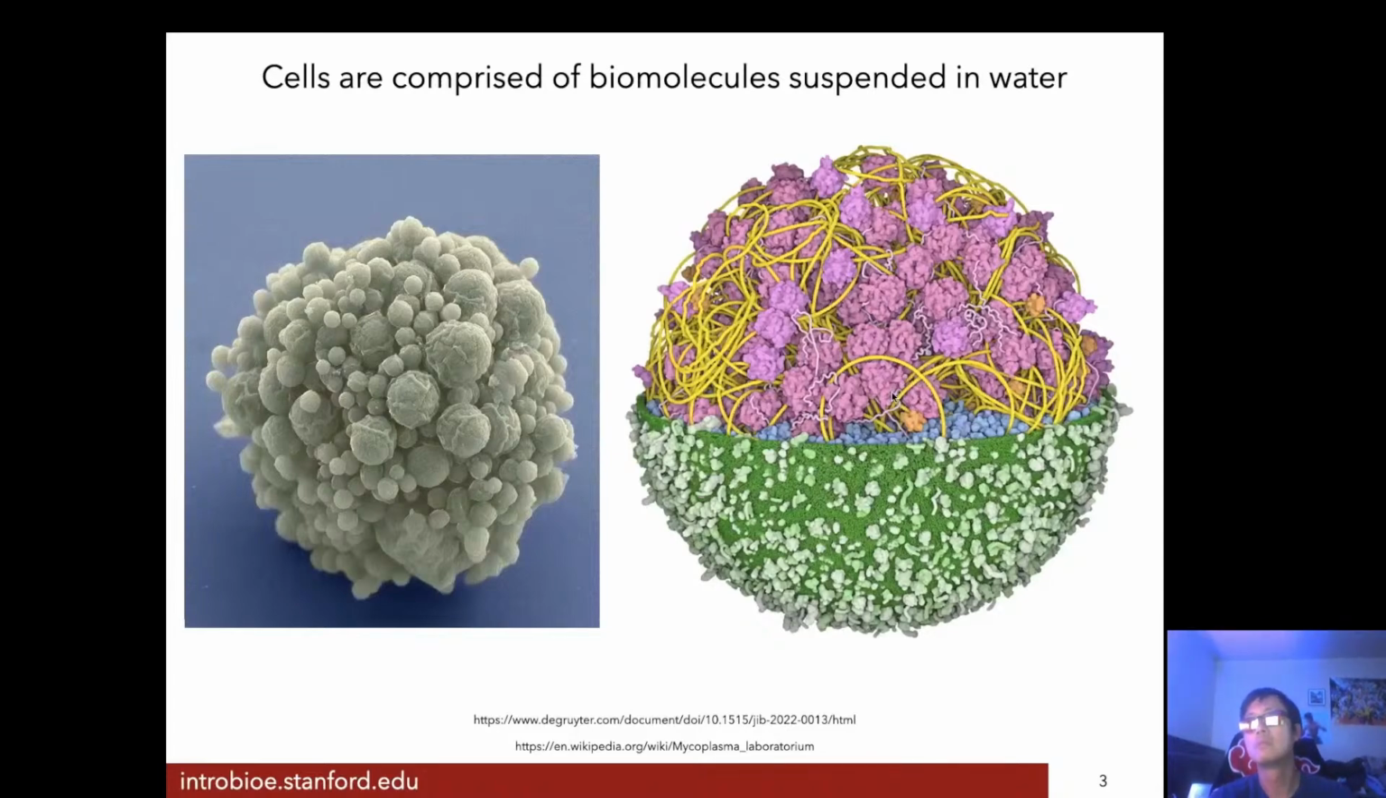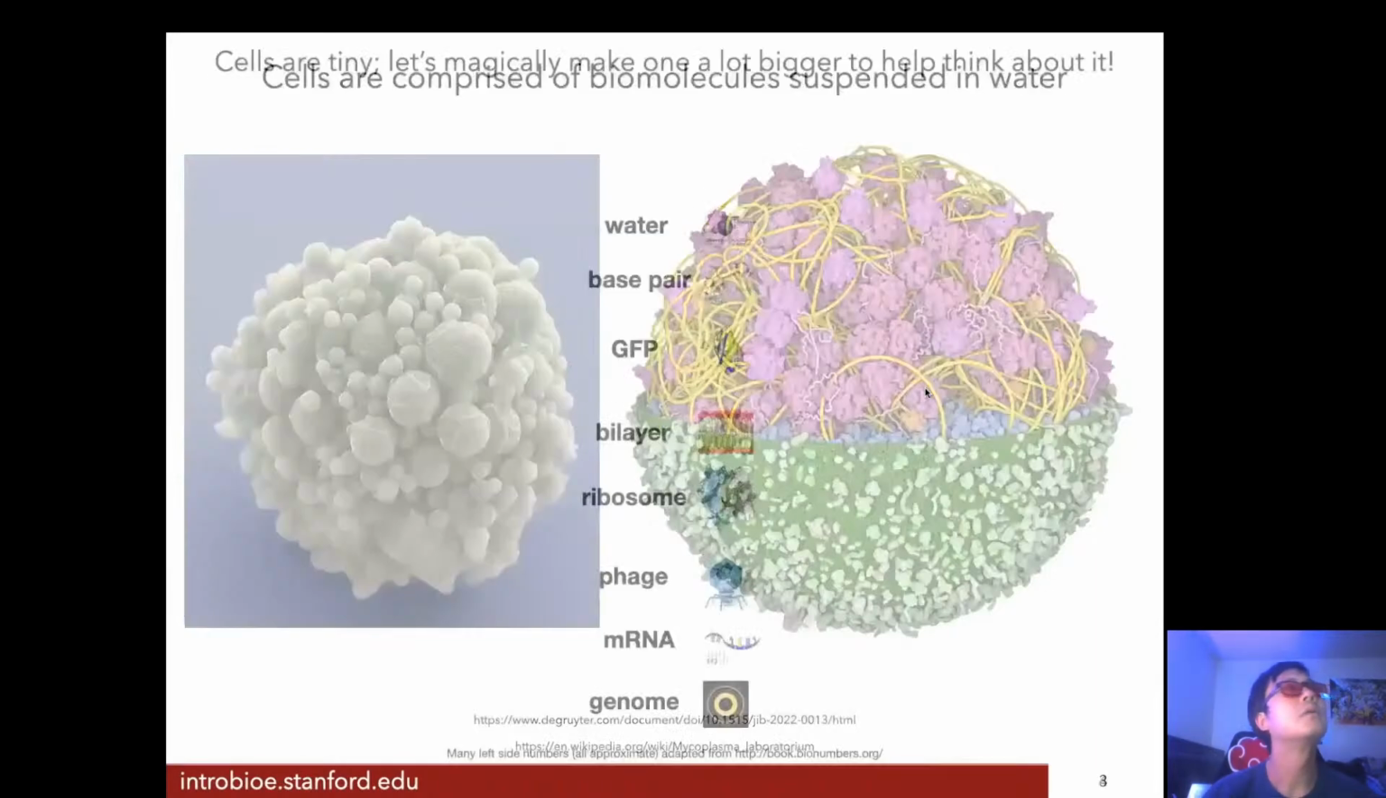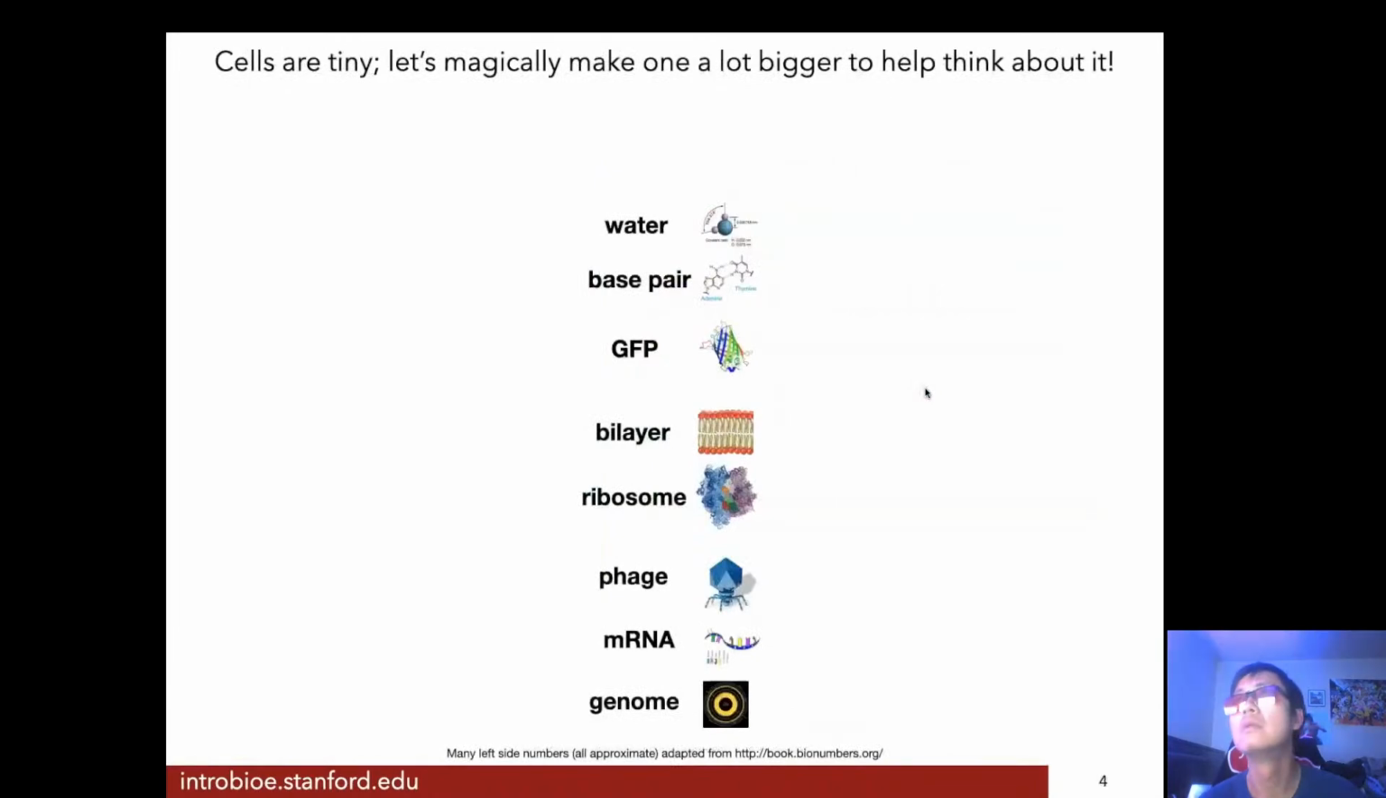Let's keep going. Now, in keeping it going, I also want to help us and challenge us to develop a deeper empathy for what it's like to be one of these molecules, what it's like to be a cell. So the tool I like to use is a magic wand, and it's a certain type of magic wand. It's a magic wand that lets us make things bigger. Cells are tiny, so let's use this magic wand to make a cell a lot bigger, just so we can help think about it. And when we start to imagine things moving around, hopefully we'll be more comfortable with what might be going on.